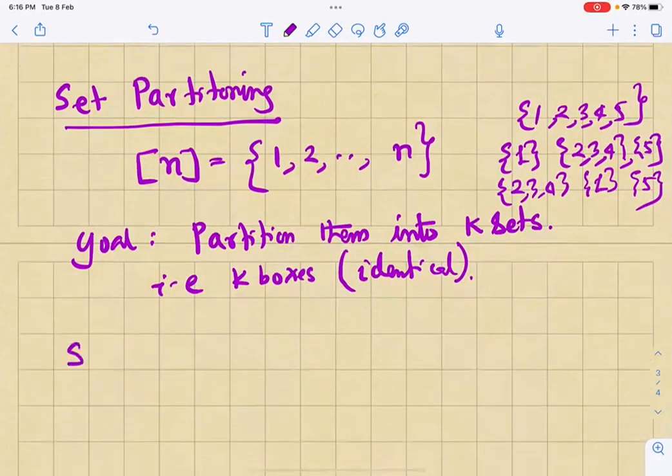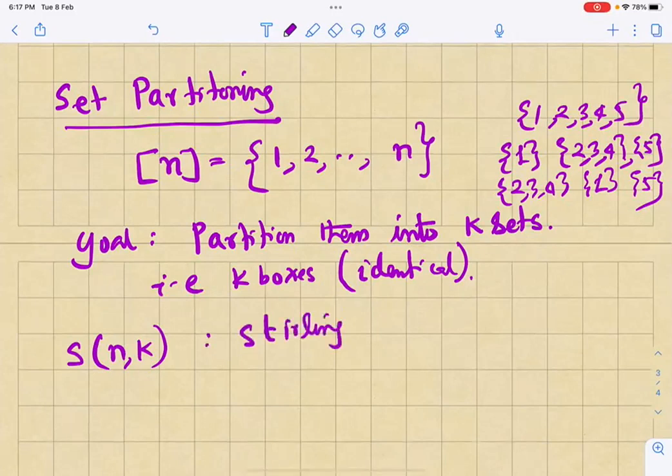So this number S(n,k) is basically the number of partitions of 1 to n into k boxes. This was first studied by Stirling, and this is called the Stirling number of the first kind.